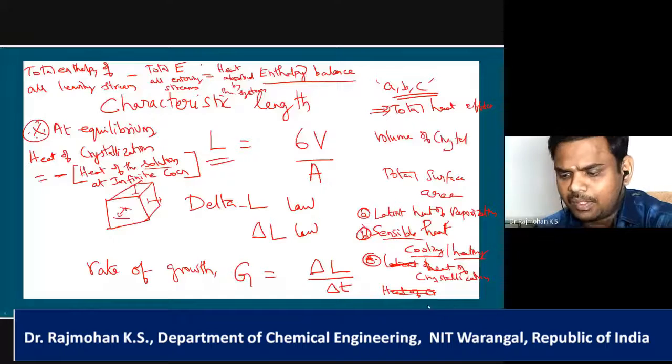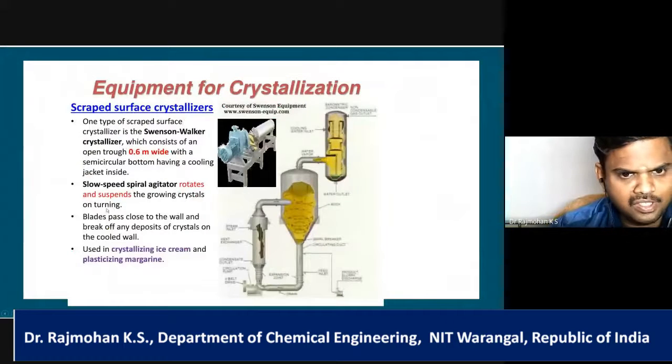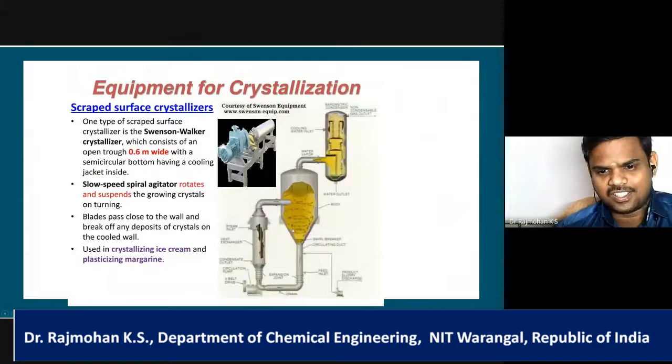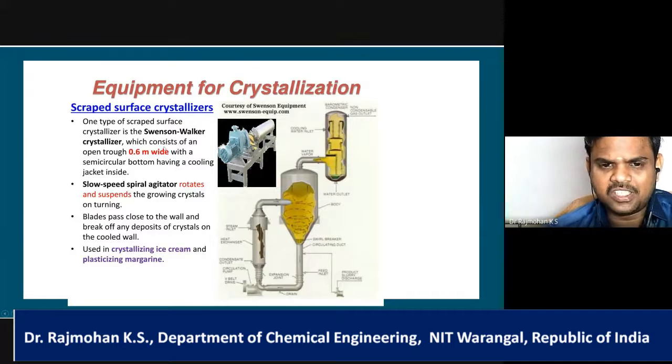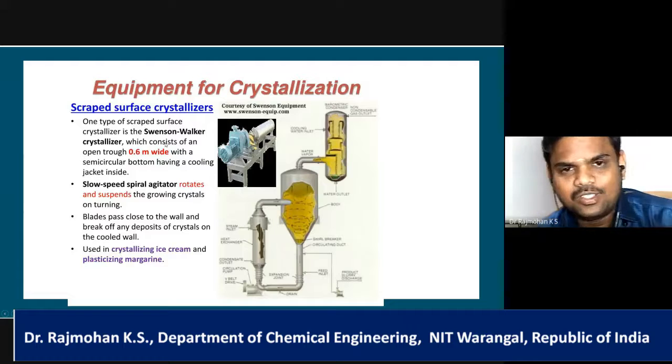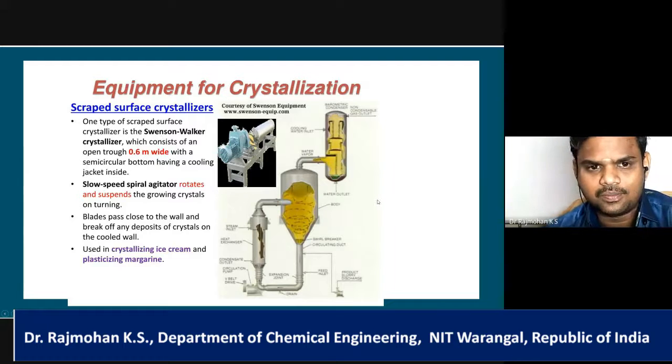So before solving the problems, I just wanted to tell you that this name will be widely coming into our picture, Swenson-Walker crystallizer. I just wanted to show you how to visualize a crystallizer. So this is the picture of Swenson-Walker crystallizer, because in all the numericals it will be mentioned that a Swenson-Walker crystallizer is used, right? So that time you should be able to visualize how it looks like. Okay, and this is a photograph of this Swenson-Walker crystallizer.